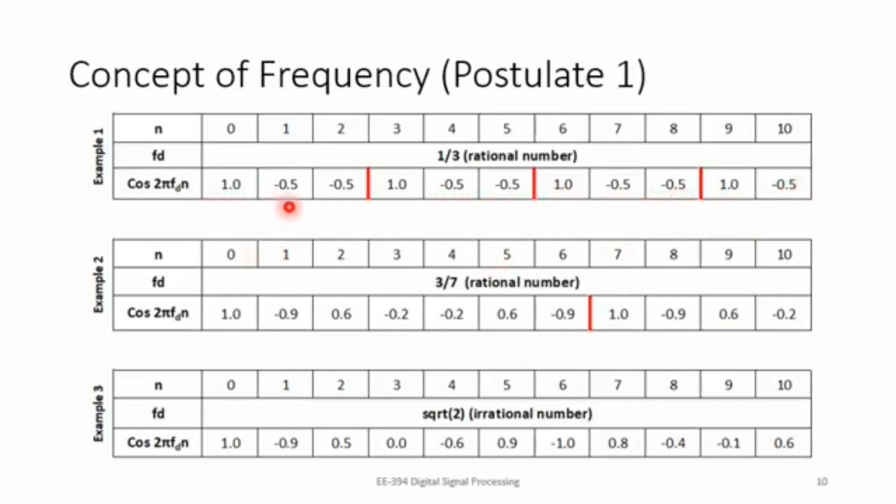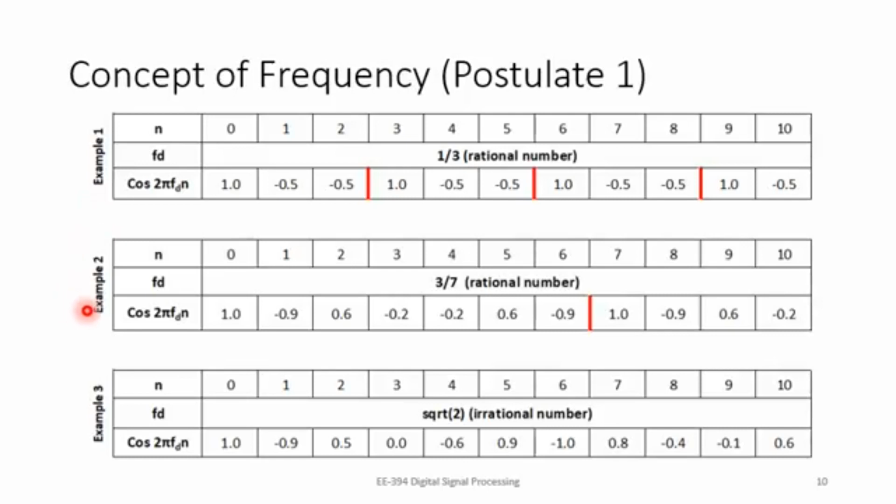So we see that this discrete time sinusoid is a periodic function, and the periodicity is coming back as 3, which you can see is the denominator of this FD as well. FD, we noticed, is equal to K upon N. Capital N is the periodicity.